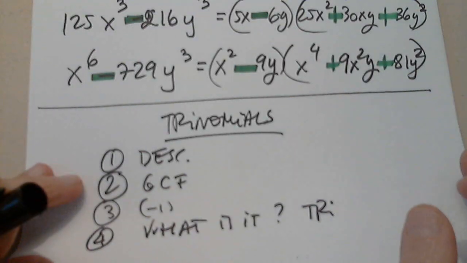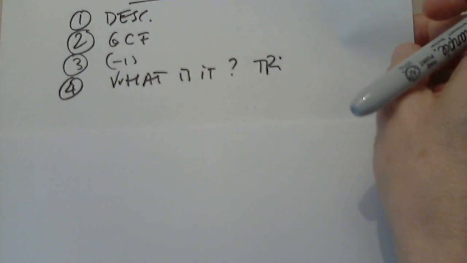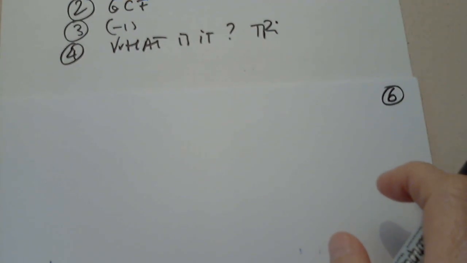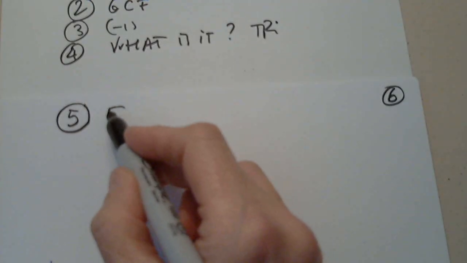Now what follows next are 3 different steps that we have not used before, none of which we have used before. In step number 5, special product.